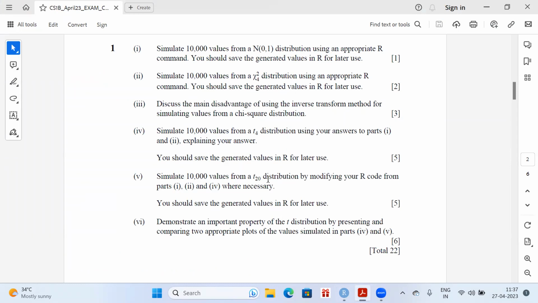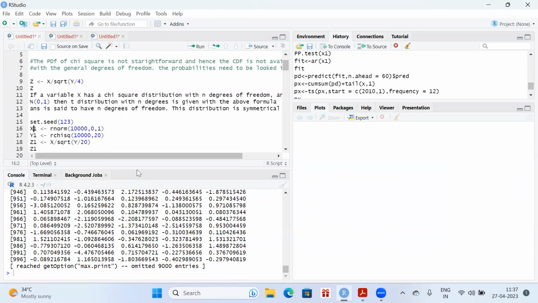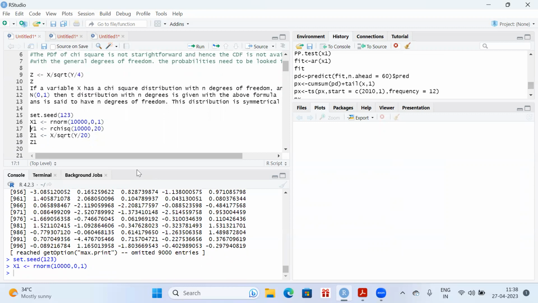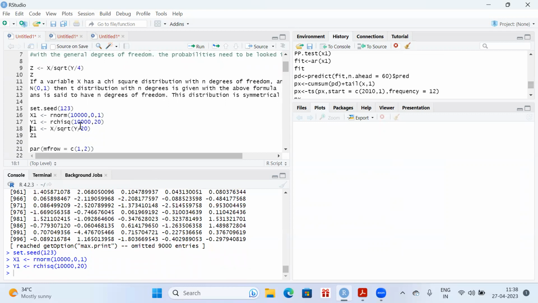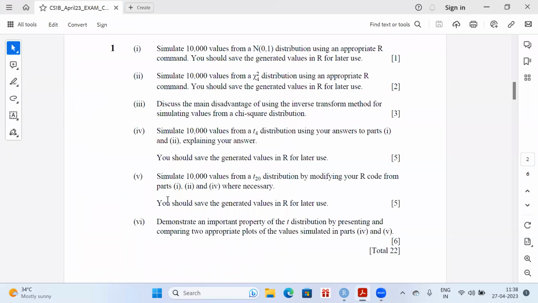Simulate 10,000 values from a T20 distribution, modifying the R code from parts 1, 2, and 4 as necessary. I've copied the same code, and only the chi-square degrees of freedom becomes 20, and here also it becomes 20 in Z1. Then demonstrate an important property of the T distribution by presenting and comparing two appropriate plots of values determined in parts 4 and 5.